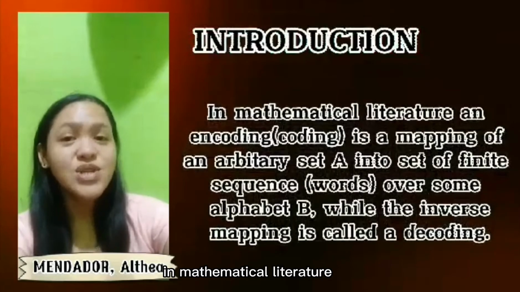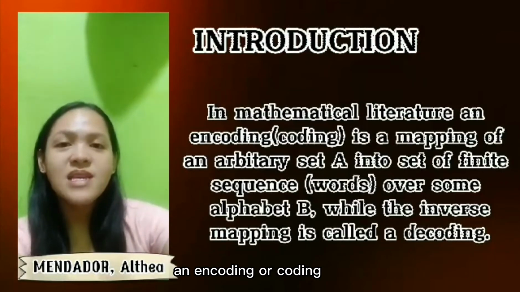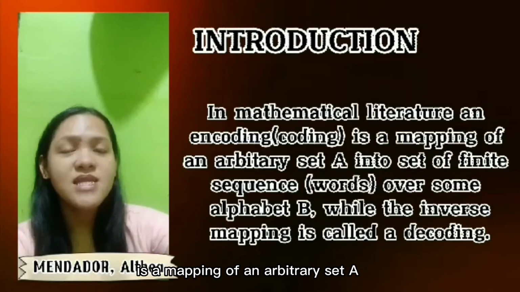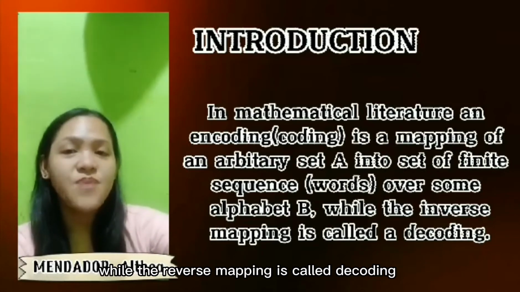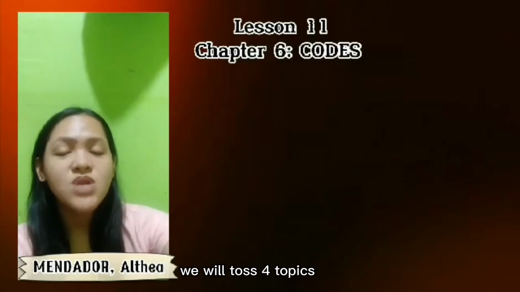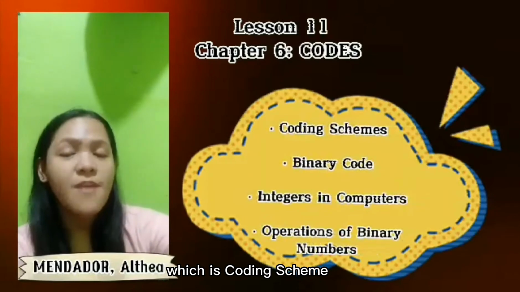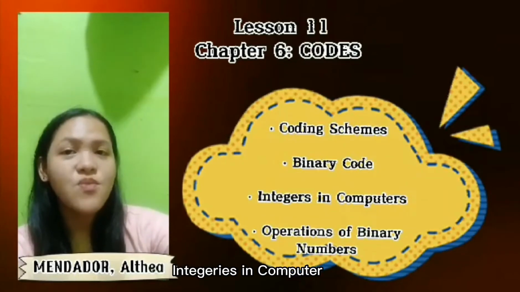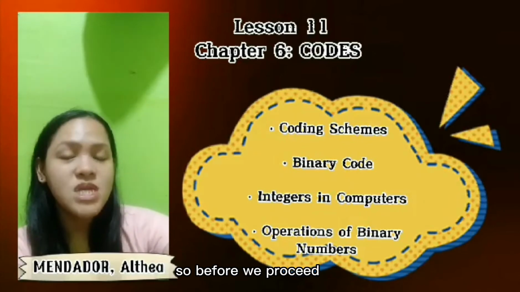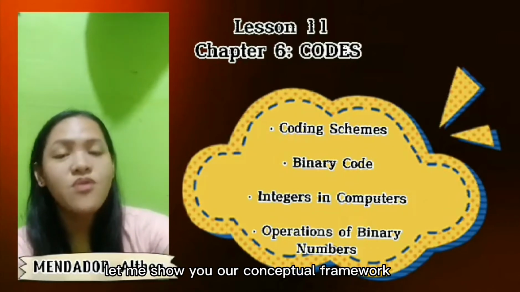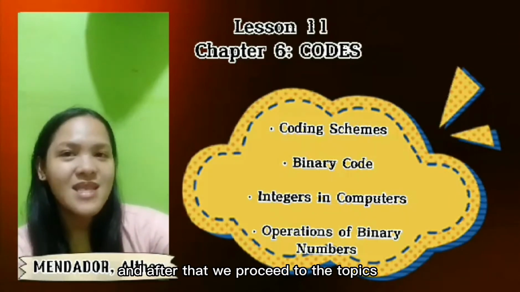In mathematical literature, an encoding or coding is a mapping of an arbitrary set A into a finite sequence of words over the alphabet B, while the inverse mapping is called a decoding. In this lesson 11, we will talk about 4 topics, which are coding scheme, binary code, integers in computer, and lastly, operation of binary numbers. So before we proceed, let me show you our conceptual framework, and after that, we proceed to the topics.